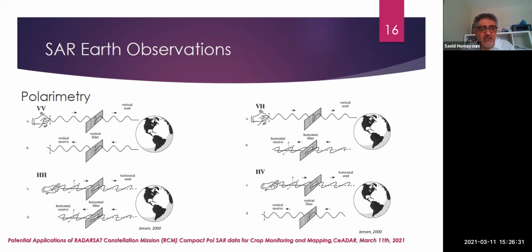For linear polarization, as you are familiar, we have what is sometimes called copole, VV and HH. This means you are sending the signal vertically and receiving vertically, or sending horizontally and receiving horizontally. In the cross-pole mode, you are sending vertically and receiving horizontally, and sending horizontally and receiving vertically. So you have 4 combinations, and each pixel brings back 4 pieces of information.